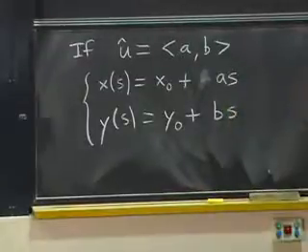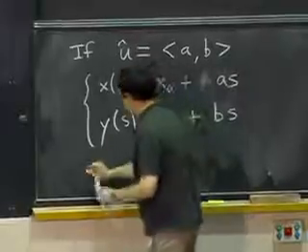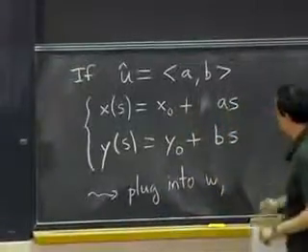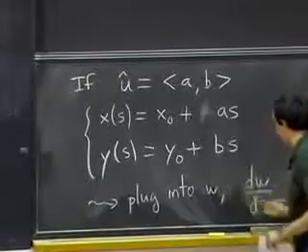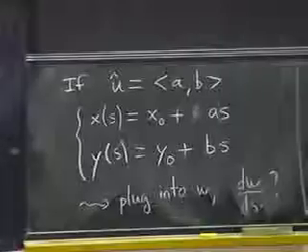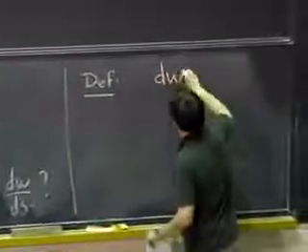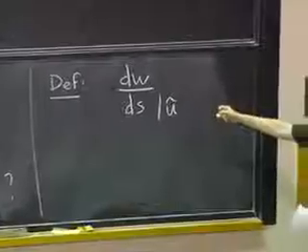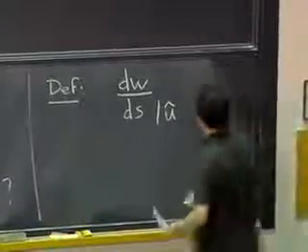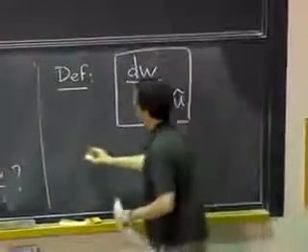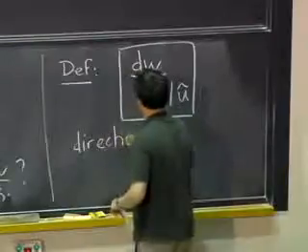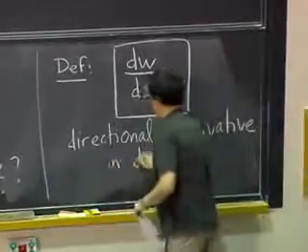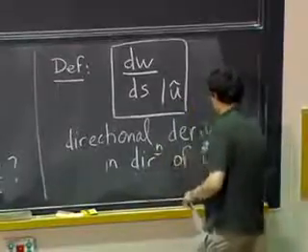And then we plug that into w, and then we take the derivative. So we have a notation for that, which is going to be dw ds with a subscript u, in the direction of u, to indicate in which direction we're actually going to move. And that's the directional derivative in the direction of u.